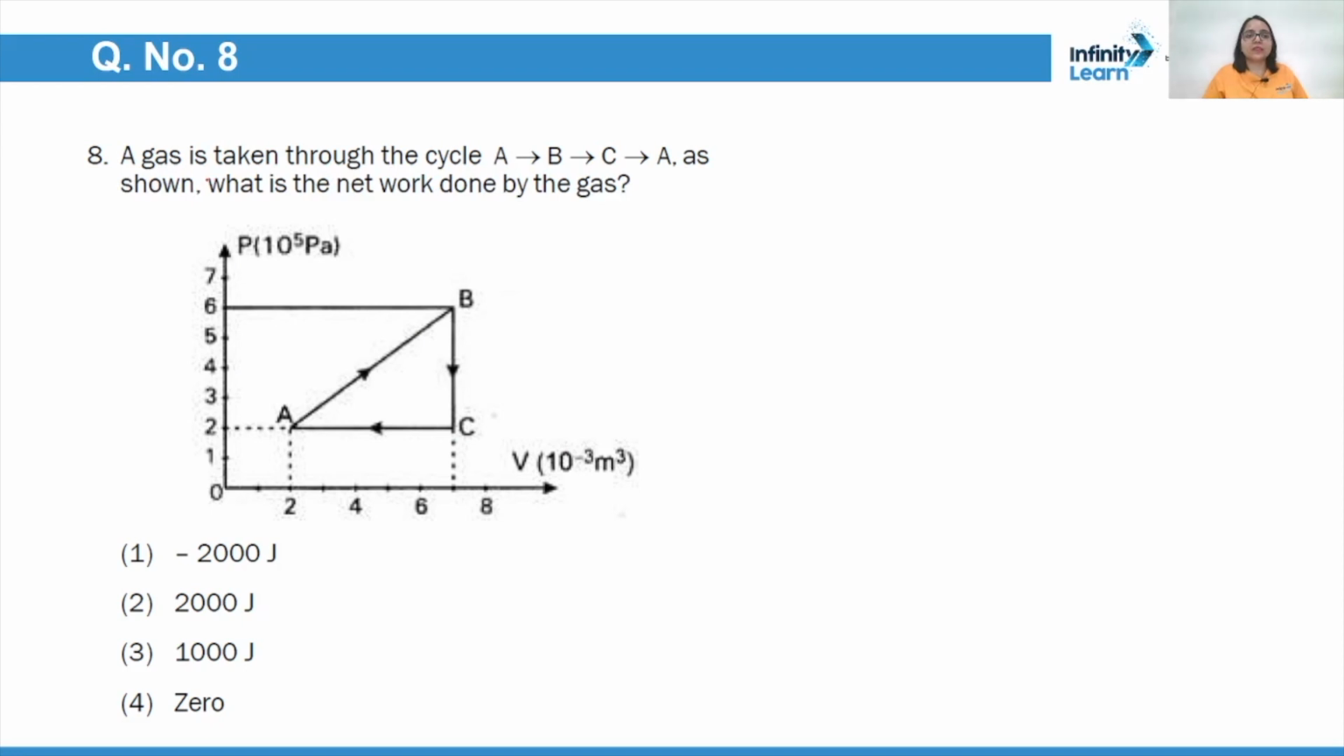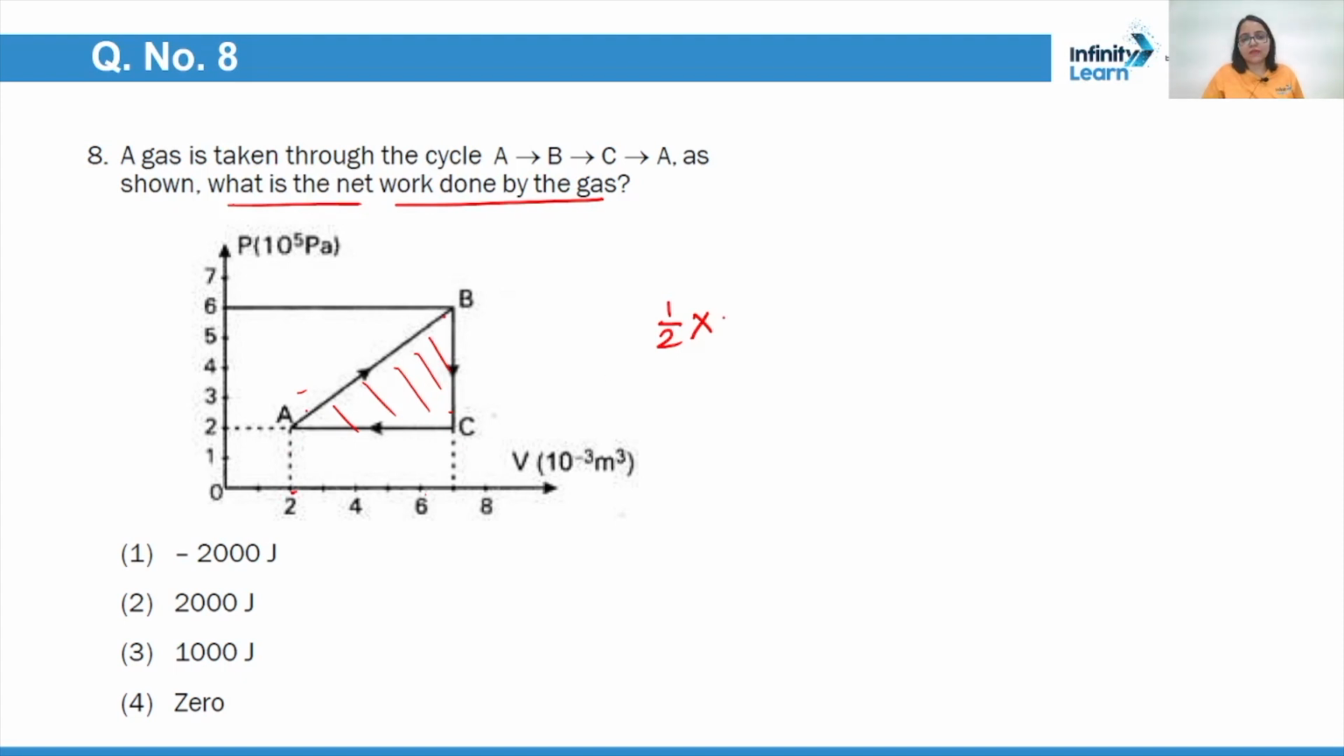Question number 8. Gas is taken from A to B to C to A as shown. What is the net work done by the gas? So work done is equal to area of the PV diagram and this is cyclic process. So it is a clockwise cycle. So work done will be positive, which is equal to half base into height.